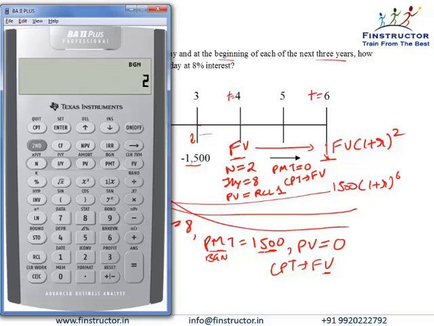So press 2 and press N, press 8 and press I/Y. Recall 1 and press PV. No payments coming in the 2 years, and compute FV. So the FV comes out to be 8514.60, and that is the final answer. That is the value at t equal to 6.